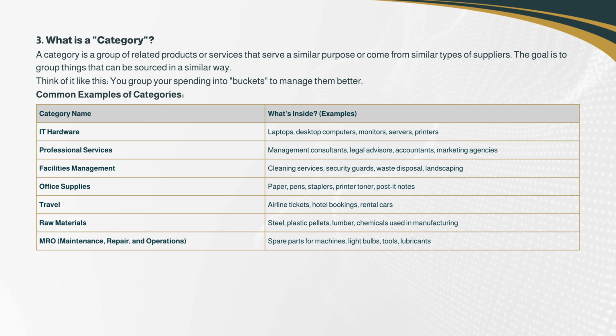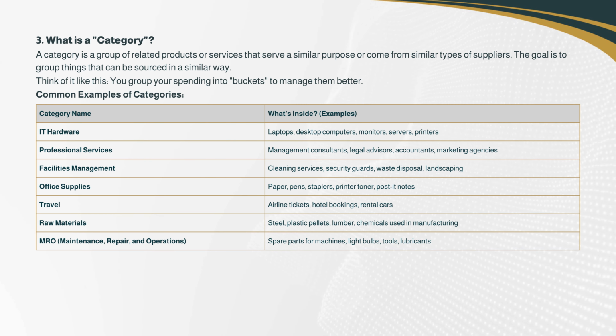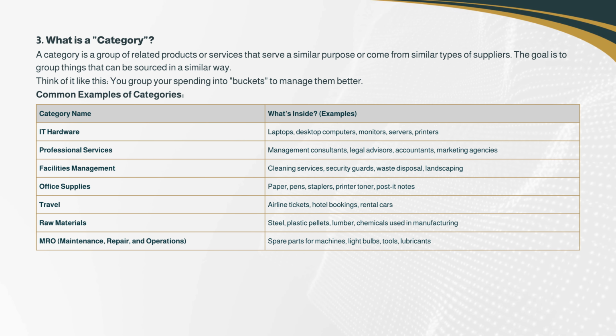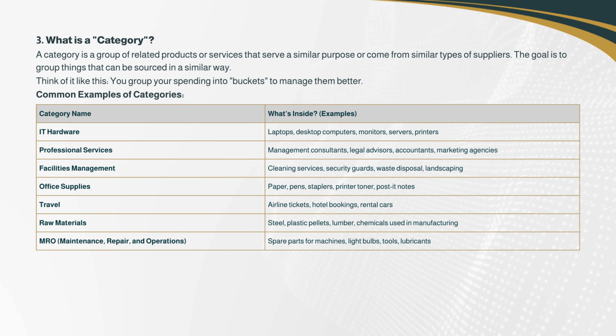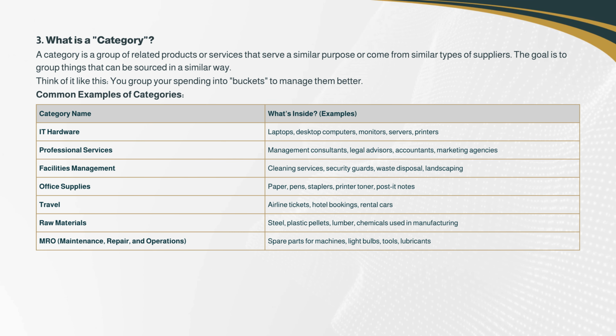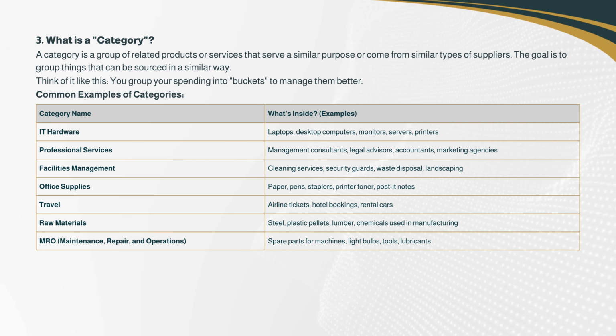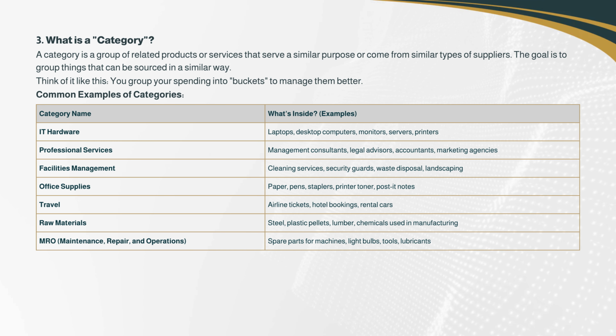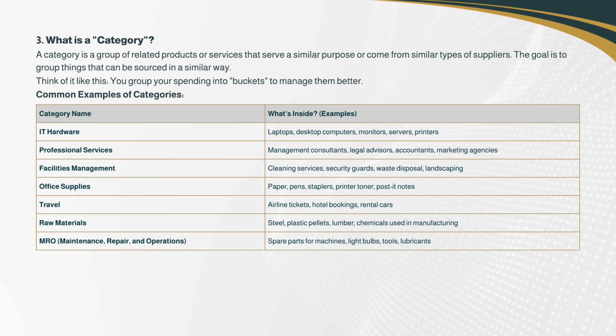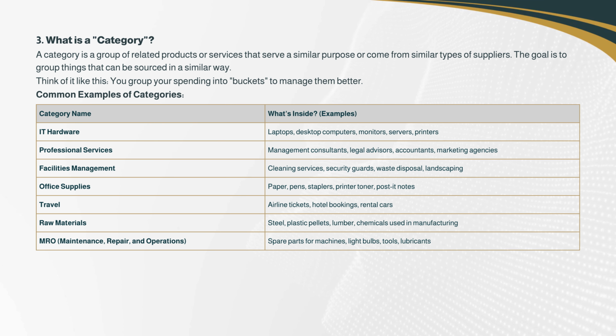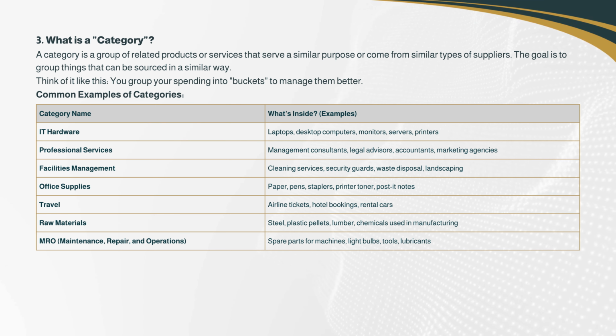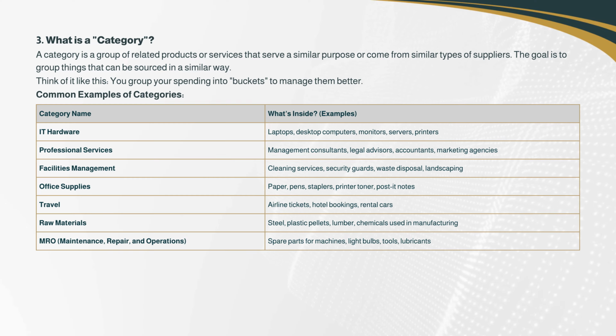Common examples of categories. IT hardware: laptops, desktop computers, monitors, servers, printers. Professional services: management consultants, legal advisors, accountants, marketing agencies. Facilities management: cleaning services, security guards, waste disposal, landscaping. Office supplies: paper, pens, staplers, printer toner, post-it notes. Travel: airline tickets, hotel bookings, rental cars. Raw materials: steel, plastic pellets, lumber, chemicals used in manufacturing. MRO, maintenance, repair, and operations: spare parts for machines, light bulbs, tools, lubricants.